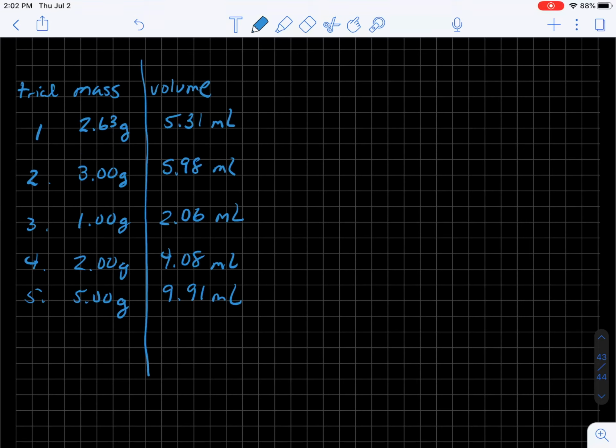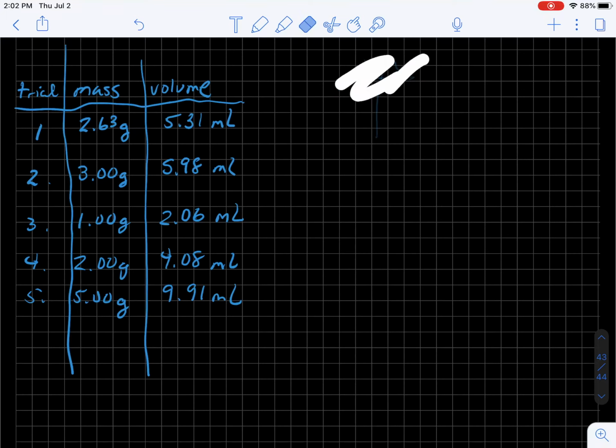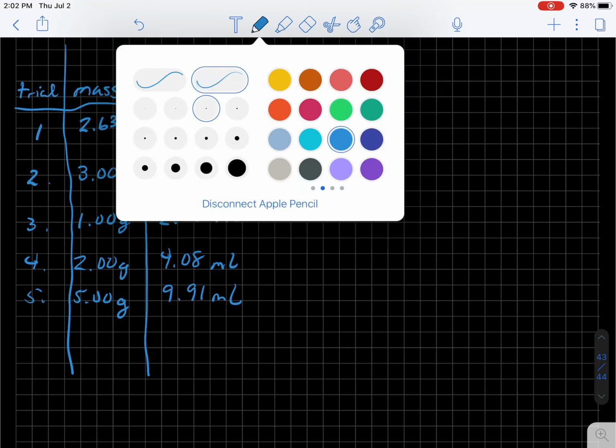Alright, so there's our data. Now, when we're creating data in our lab book, we like to make columns out of things so that it's easy for us to read the data. But when you make this column, what confuses students is they go back to algebra and they say, oh, this is an XY chart, so mass must be on the X and volume must be on the Y. Well, that's not the case.